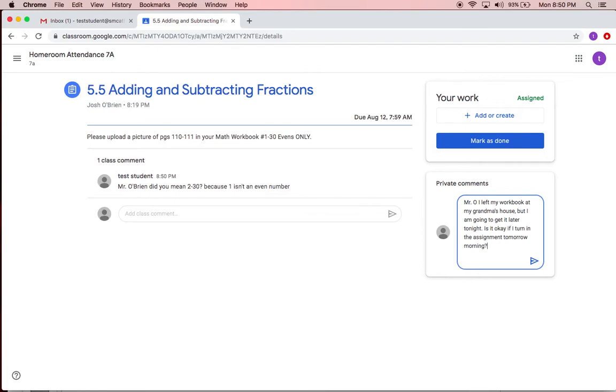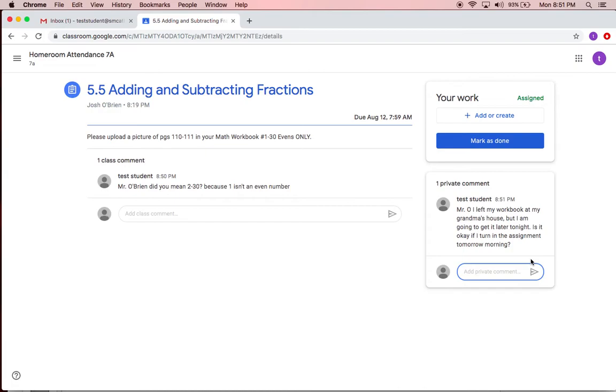So, do you see the difference here? In the private comment, this question is about your particular situation, right? You left your book at your grandma's house. Your question is not going to help anybody else in the class, right? It's just a question that you need to get in contact with Mr. O. And of course, you comment, and I say, of course, right?